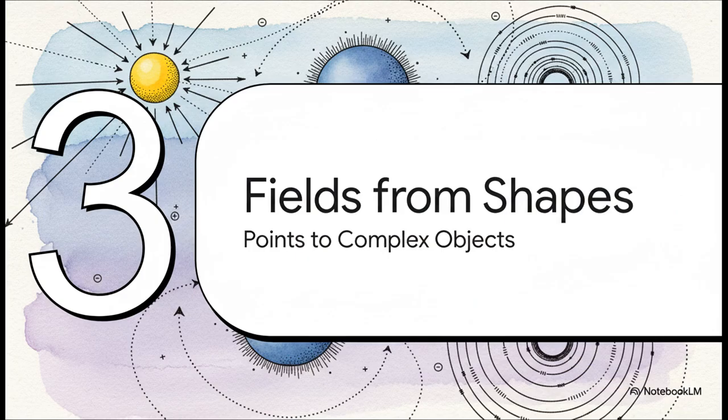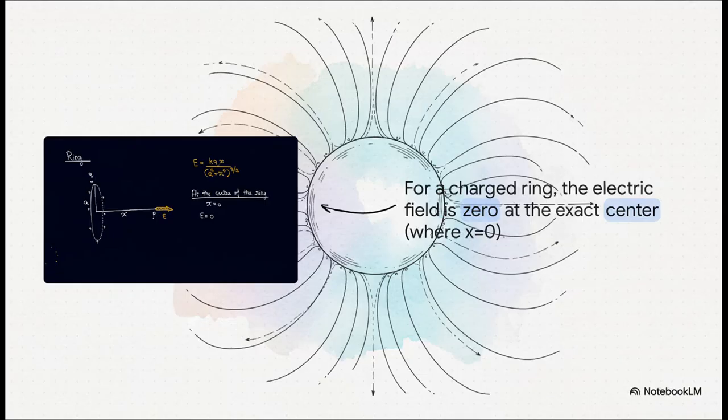Okay, so we have our fundamental building block, the point charge. Now we can start putting them together to build some more interesting stuff. Let's see what happens when we arrange these charges into different shapes. Okay, check out this charged ring. The formula there looks a little complicated, but it just tells you how the field strength, E, depends on the ring's total charge Q, its radius, A, and how far you are from the center, X.